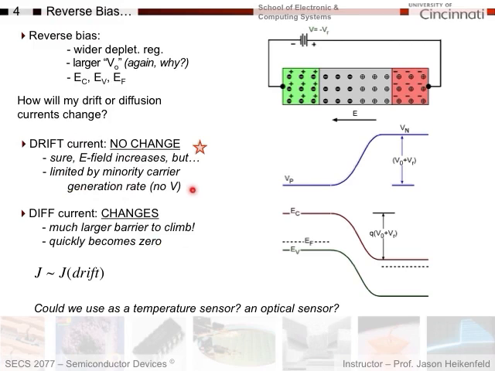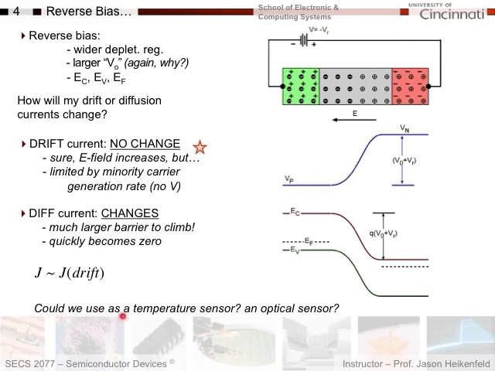So what we will see for a reverse bias diode is that because my reverse current is limited by the thermal generation rate of electrons and holes within a diffusion length of the depletion region, I will see no dependence on the voltage as I increase reverse bias. It will stay constant.